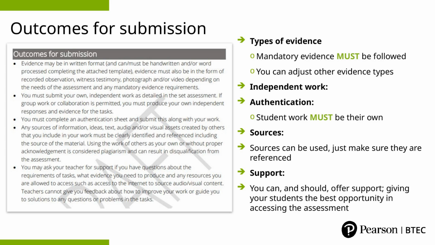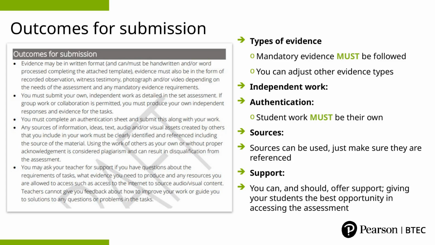Now let's look at sources. Students are allowed to use external sources to generate ideas, build a concept, back up and justify a statement, but these sources must be referenced and not claimed as their own work. Finally, let's discuss support. As their teacher, you are allowed to support your students.